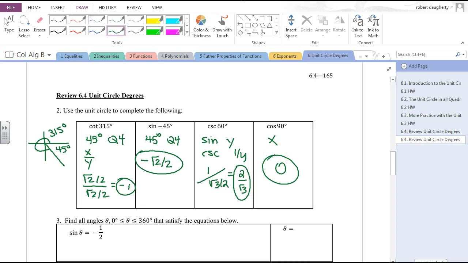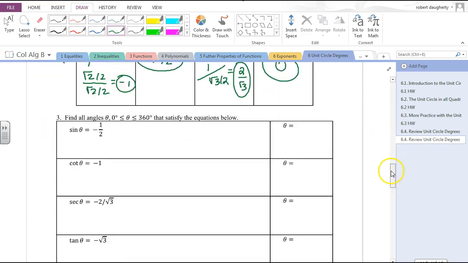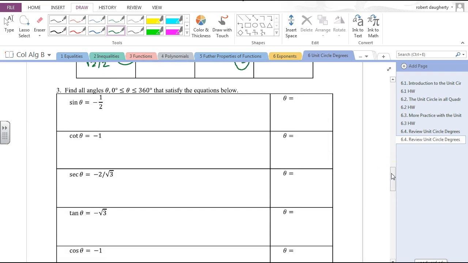Okay, so it all comes from knowing the definitions. The sine is the y coordinate, the cosine is the x coordinate, tangent is y over x, and then the reciprocals. Cotangent is x over y, cosecant is 1 over y, secant is 1 over x, and then knowing the plus or minus signs. Now find angles that satisfy these conditions.